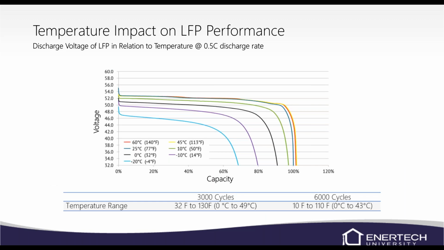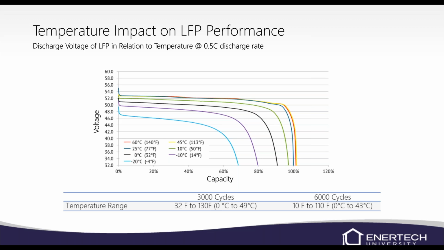So, temperature impact on the performance of the batteries. As the temperature goes up, the voltage is going to go down, and the capacity of the batteries. So we do have a temperature range of 10 degrees Fahrenheit to 110 degrees Fahrenheit with a 6,000 life cycle. If we get out of those ranges, it's really going to affect the discharge rate, and it could affect the life cycle rate if it's in that environment continuously. But we've got a pretty good range. I mean, 10 degrees to 110.